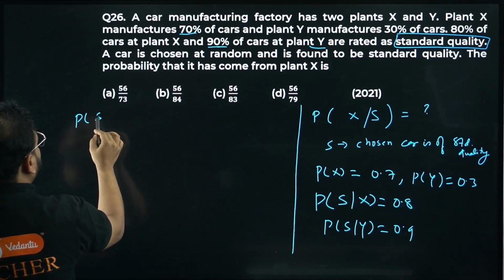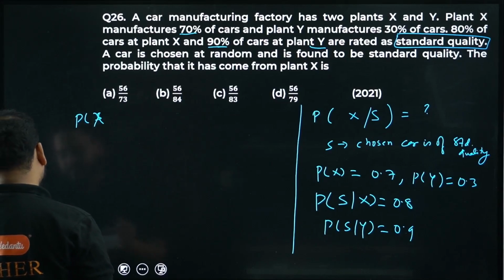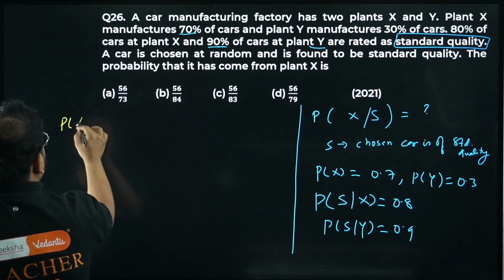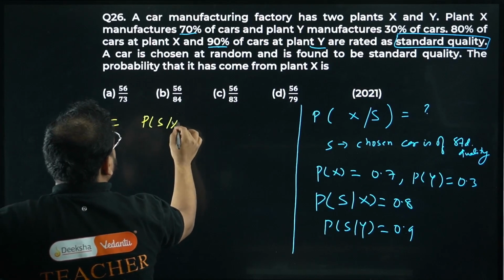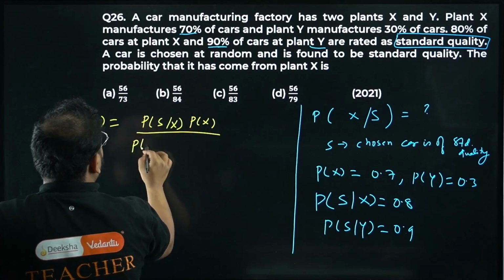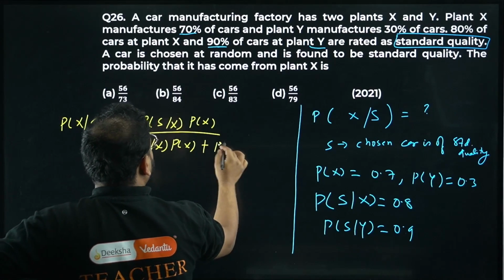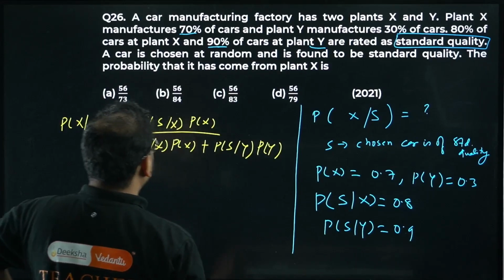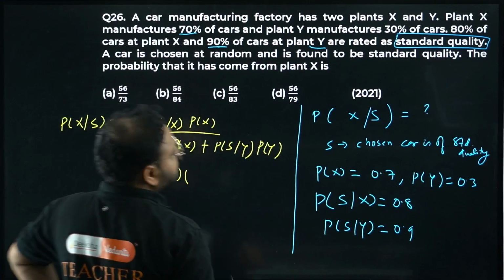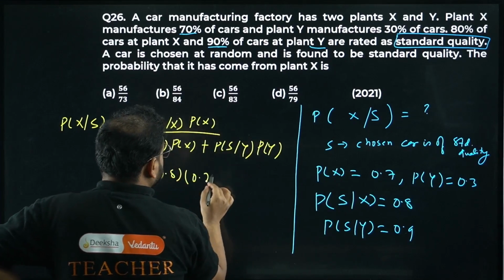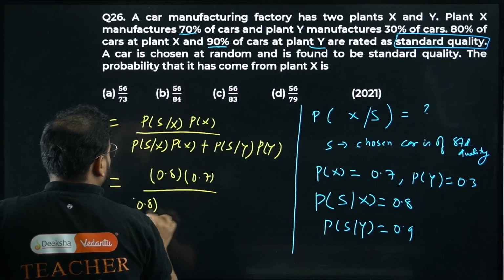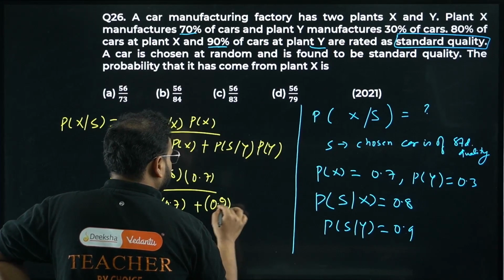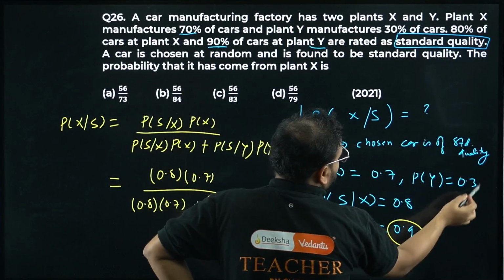I'll write again for P(X|S). I'll apply the Bayes theorem for this: P(X|S) is given by P(S|X) times P(X) upon the same thing repeated in the total probability, P(S|X)P(X) plus standard from plant Y. Please check, what I have here is 0.8 times P(X), which is 0.7, upon 0.8 into 0.7 plus 0.9 into 0.3.